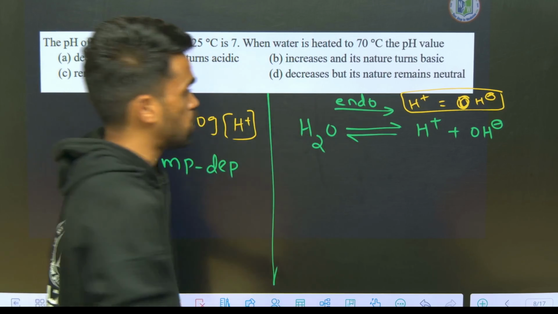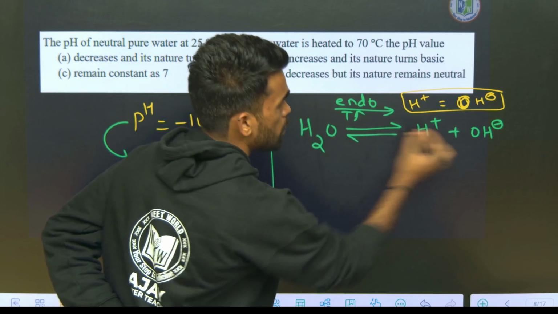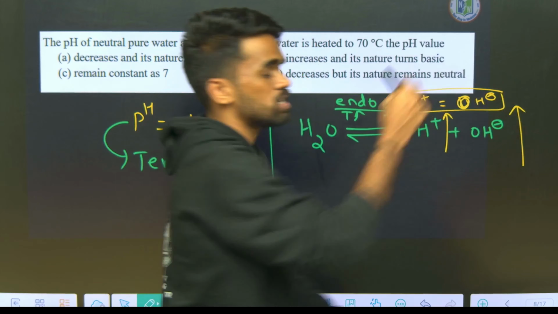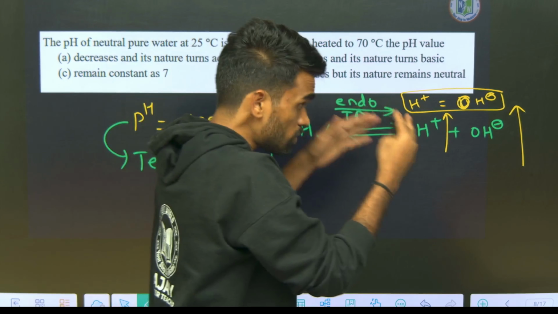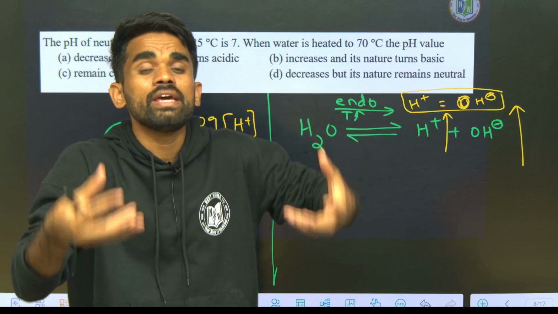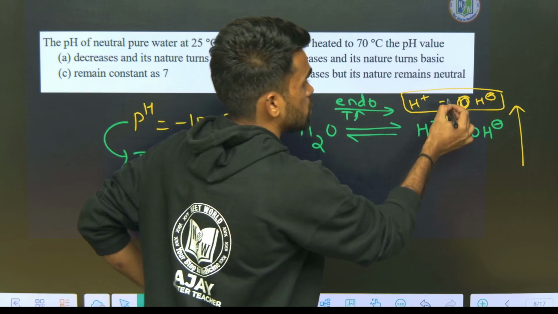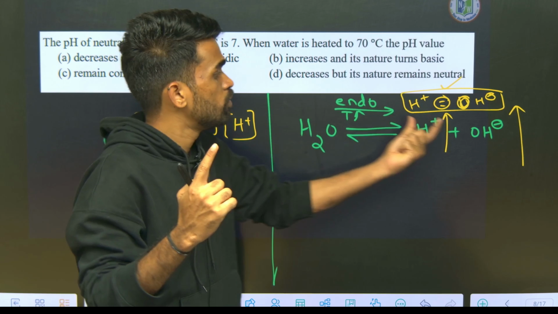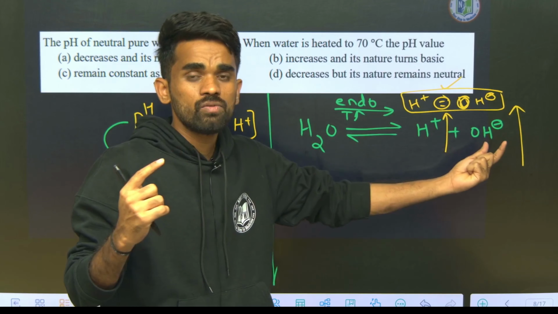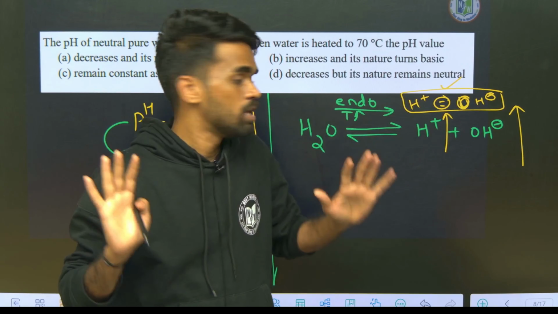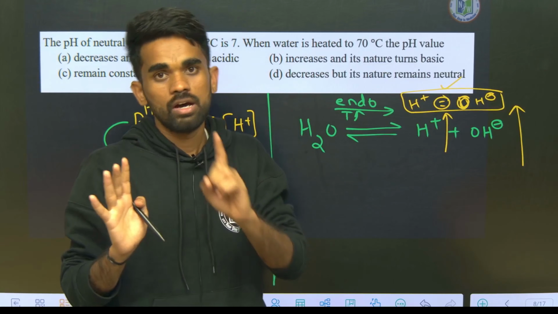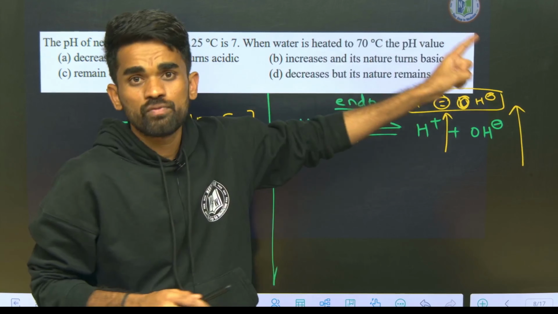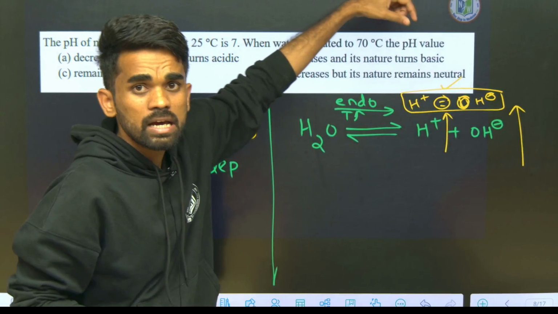Since it is an endothermic process, if temperature increases, what happens? Equilibrium moves forward. Therefore, the H plus ion and OH minus ion concentrations also increase. But the concentrations will be equal, because upon dissociation of one molecule of water, we get one H plus ion and one OH minus ion. Therefore, the overall solution remains neutral. Hope it is clear. I am saying it is an endothermic process, so increase in temperature favors the forward reaction, so its pH value decreases.